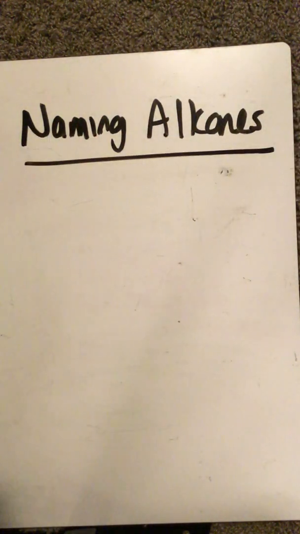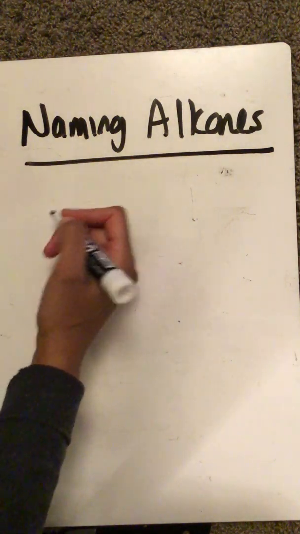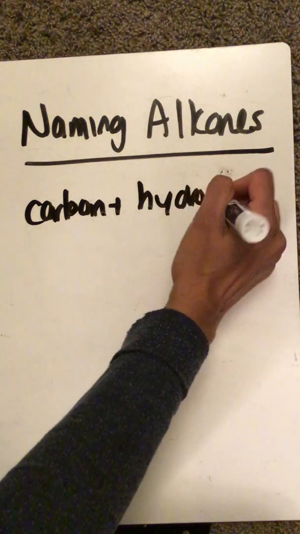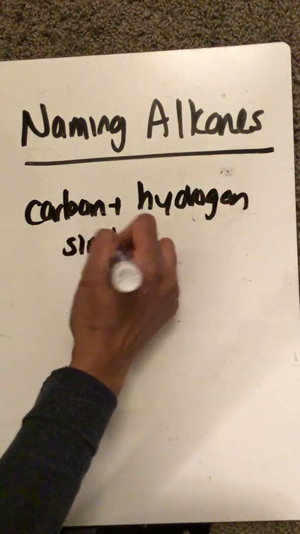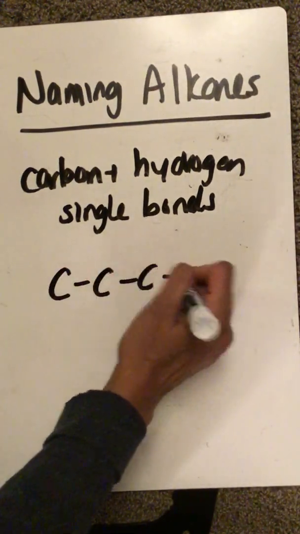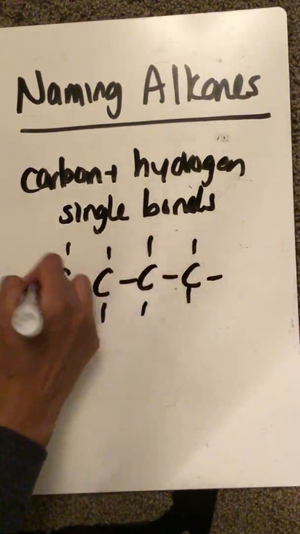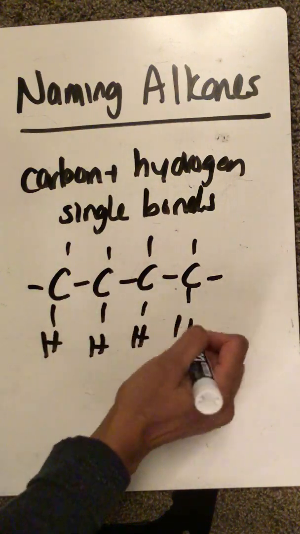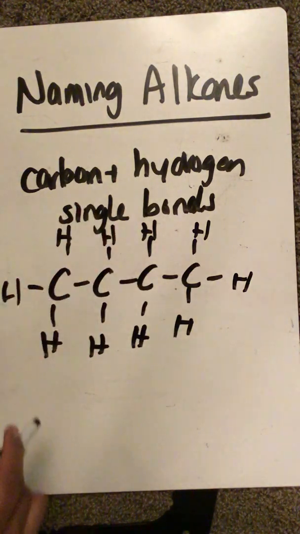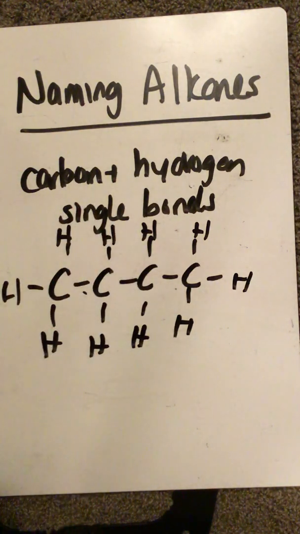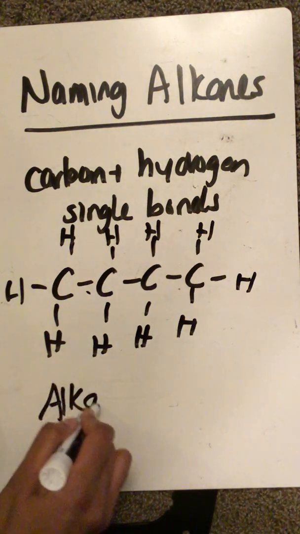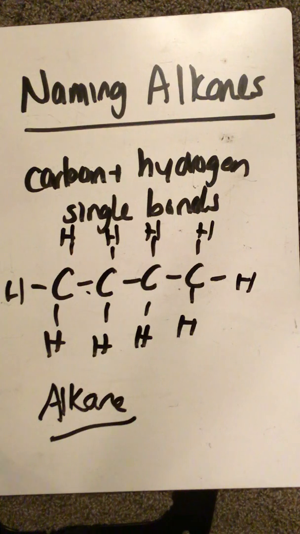Okay, so you're going to name alkanes. And what is an alkane? It is carbon plus hydrogen, and there's only single bonds, okay? So what would that look like? Well, hey, is this only carbon and hydrogen? And is this only single bonds? Hey, carbon, hydrogen, single bonds, right? This is an alkane. That is what an alkane is.